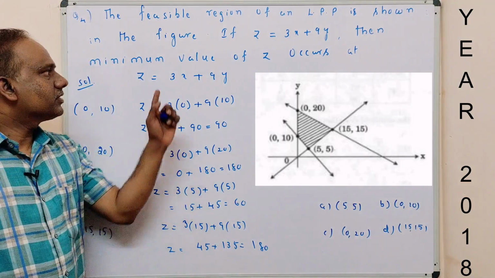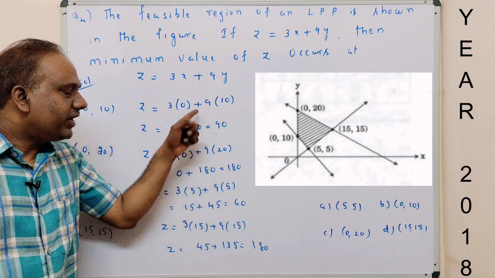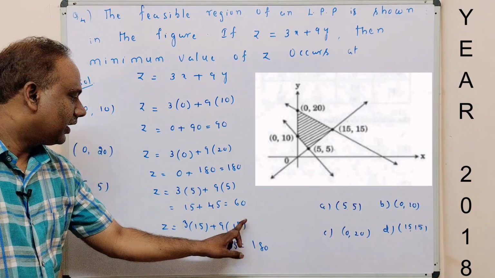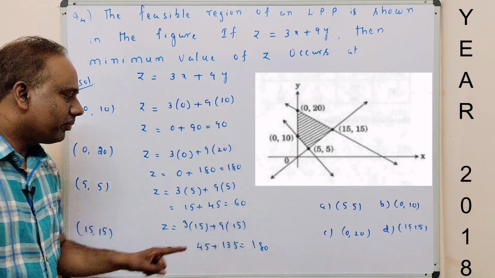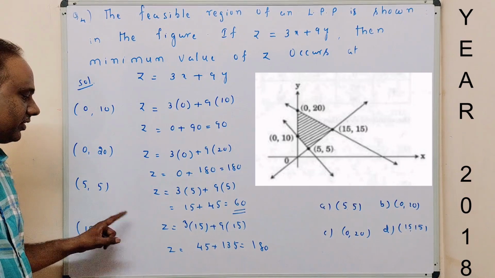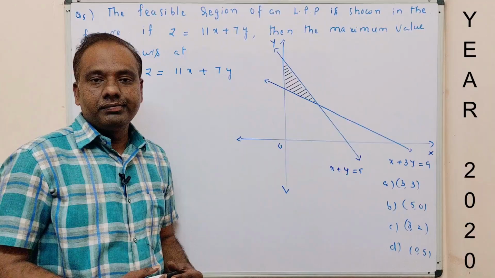Here the question is where the minimum value of z occurs. That means where it is minimum. So here the minimum value is what? It is 180, and it is 60. It is 180, and it is 90. So this is the minimum value. The point is (5, 5). So here option A is correct.